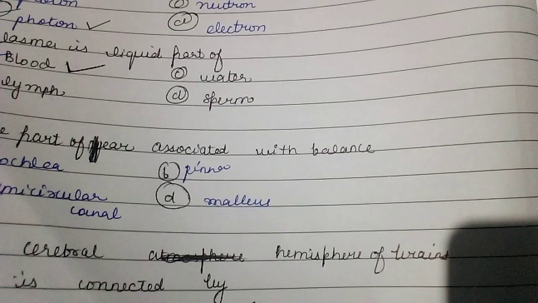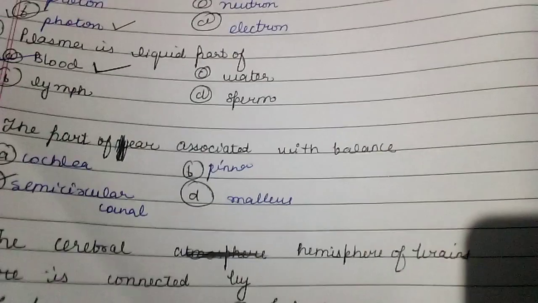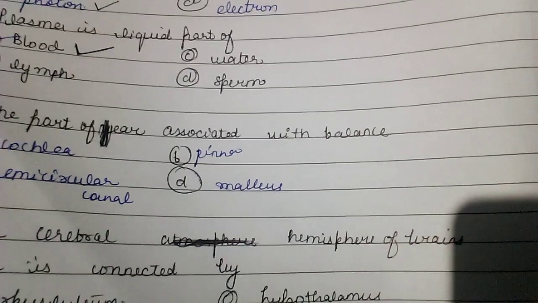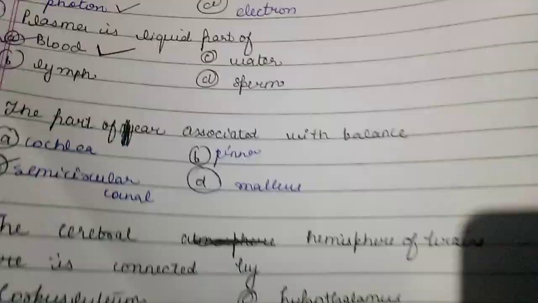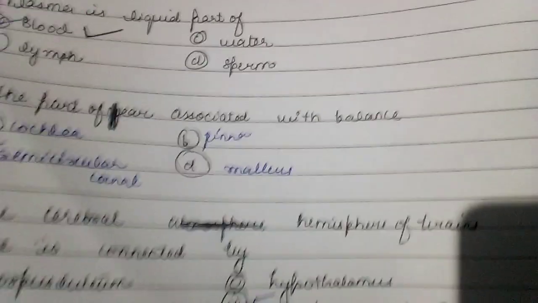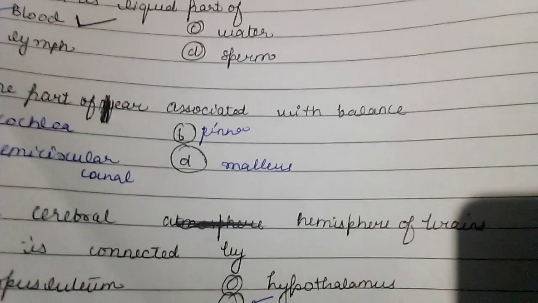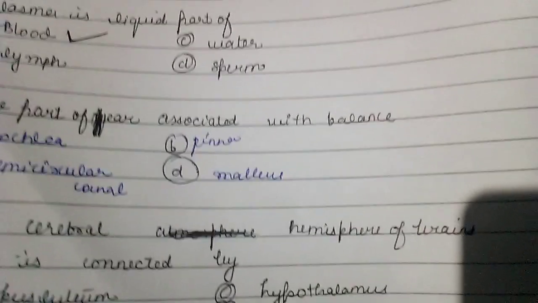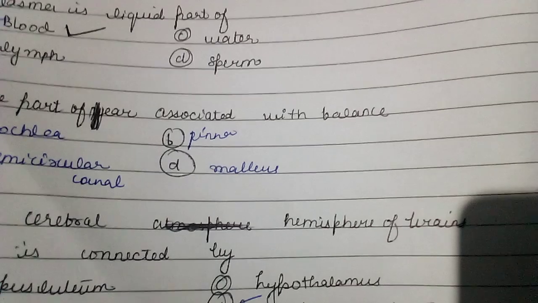B, pinna. Pinna is the outer ear, which we can see, and it is a vestigial organ. Many mammals do not have this outer ear or external ear, but humans have it. D, malleus. Malleus is a very small bone which is present inside the ear. There is a set of three bones, malleus, incus, and stapes, and they are collectively known as ear ossicles.